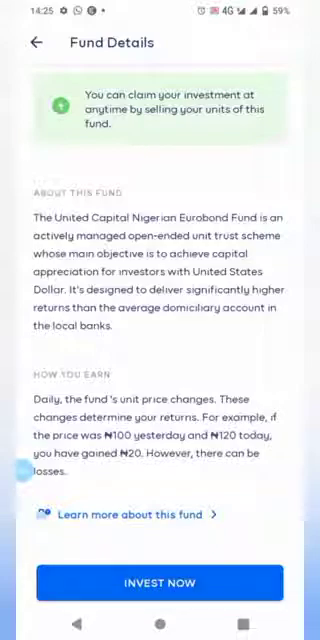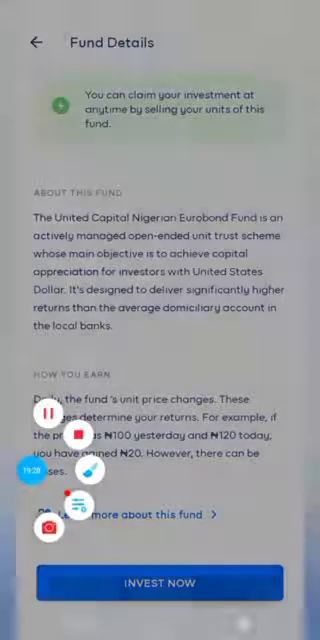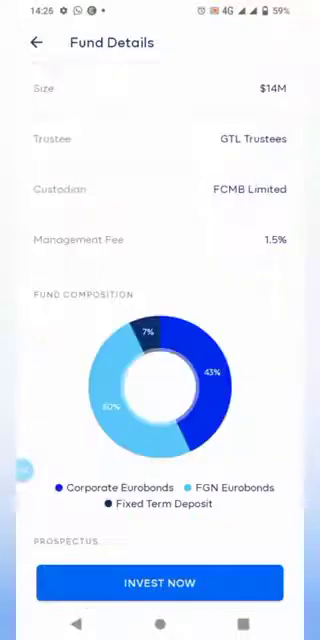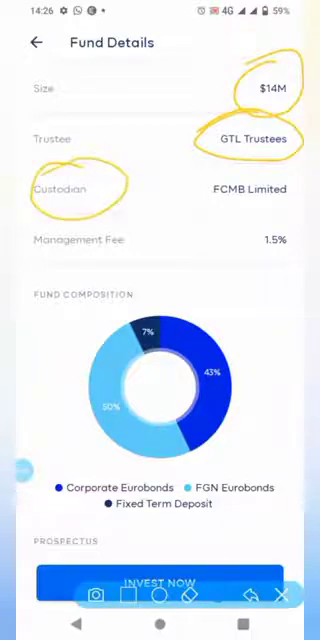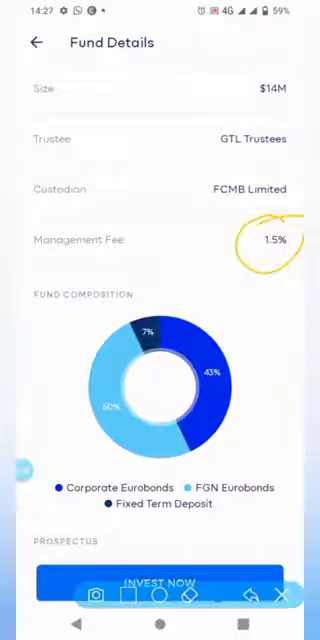For information's sake, let's learn more about this Euro bond. So we're going to click on this. The total size of this bond pool is $14 million. That's a lot of money. And then the trustees, they are the people or the organization that manages the funds inside of this Euro bond, and they are GTL trustees. And then the custodians are those who watch over the assets and make sure that they are not stolen and that they are not prone to fraud. The custodians are FCMB Limited. The handling fee is about 1.5%.